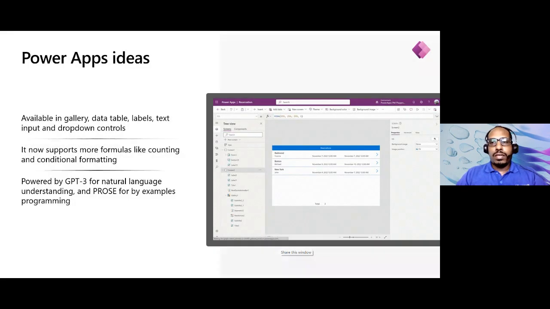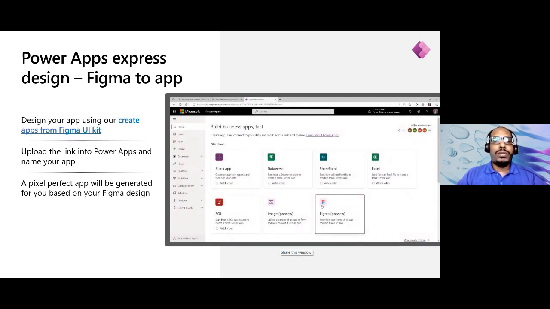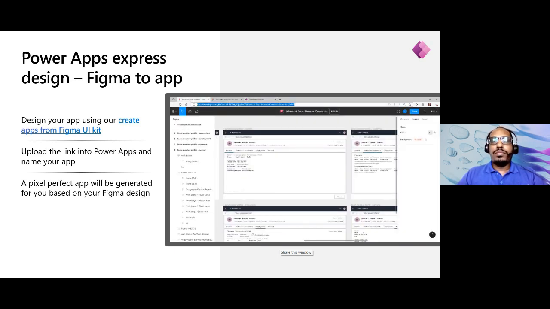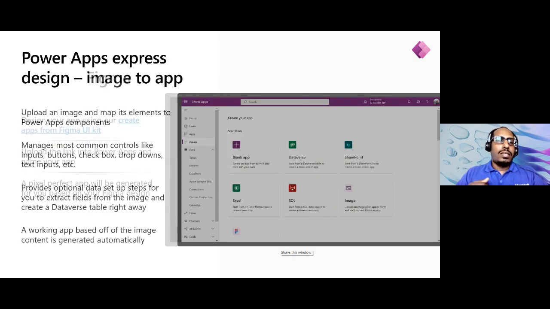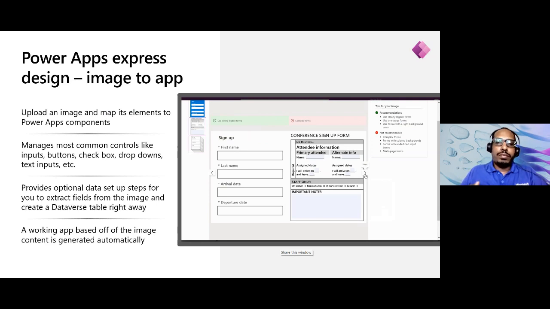With Power Apps, Microsoft initially developed the Power Apps Ideas feature. When you click on Power Apps Ideas, it gives kind of a suggestion. That was the initial AI feature they provided. After that, they also provided Figma conversion, to convert a Figma design to your Power Apps application. And after that, they provided the image feature to convert an image to an application.